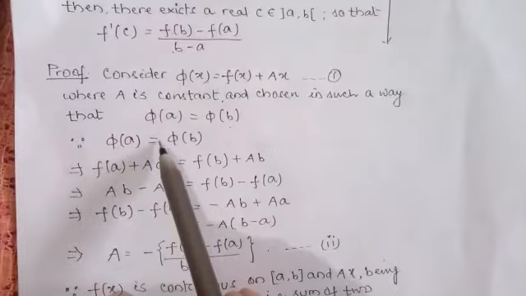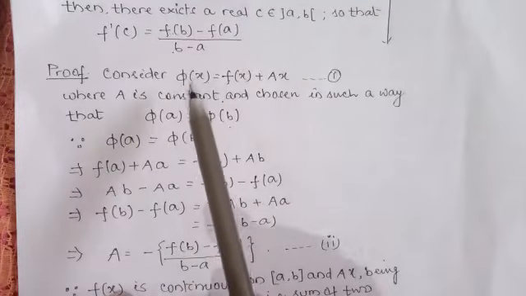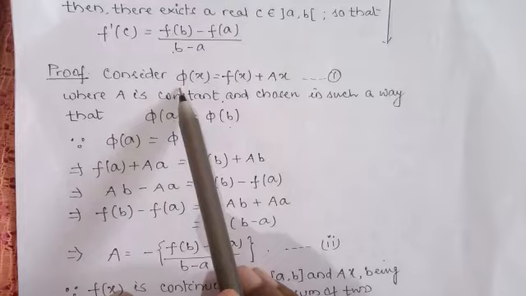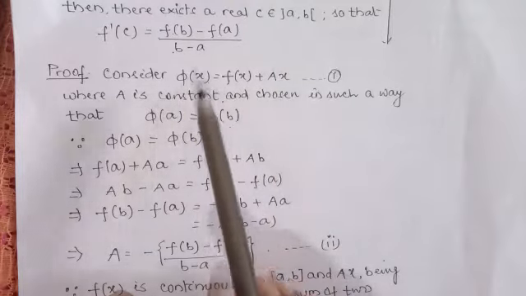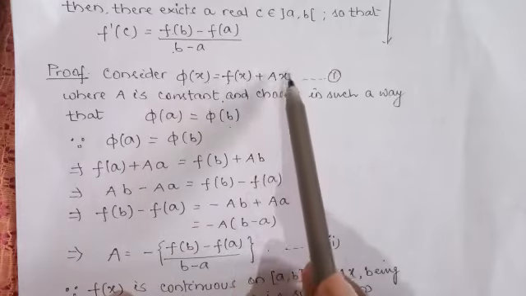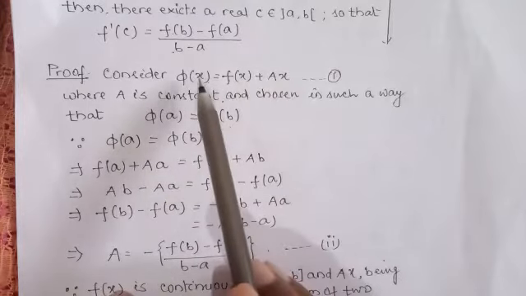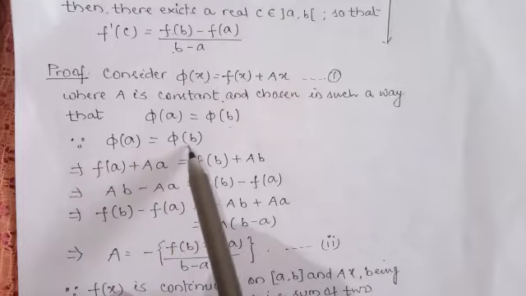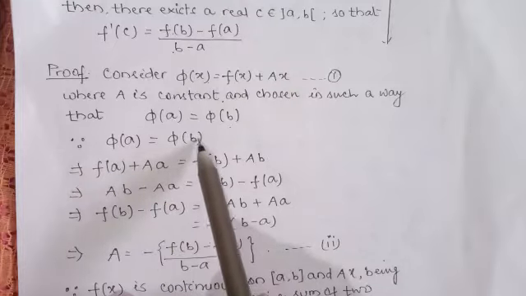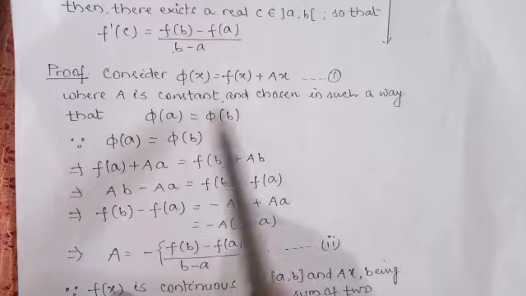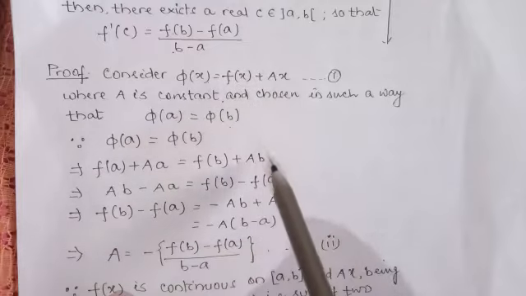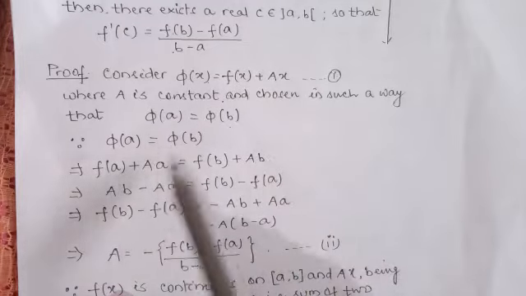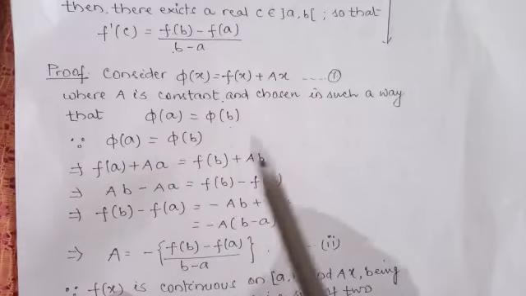Since phi(a) is equal to phi(b), and we have considered phi(x) is equal to f(x) plus Ax, phi(a) will be f(a) plus A into a, meaning replace x by a. Similarly here replace x by b. So f(a) plus A into a is equal to f(b) plus A into b. Simplify this one and calculate the value of A.